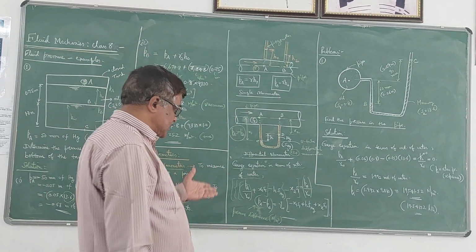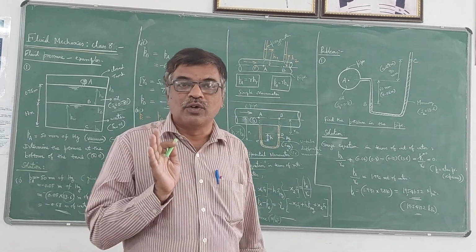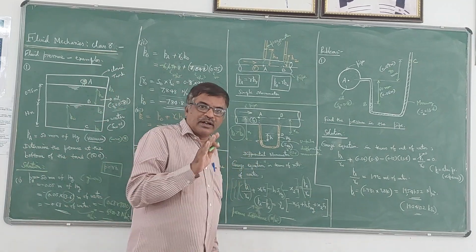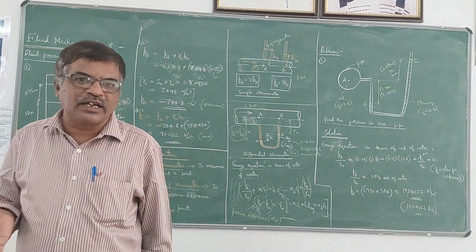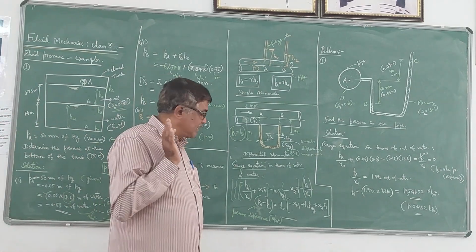Suppose if the last point on the RHS is exposed to atmosphere, we have to take it as 0, because atmospheric pressure is taken as the reference. When you are writing the equation in terms of gauge pressure, atmospheric pressure is taken as reference. Reference means 0, so it should be taken as 0.